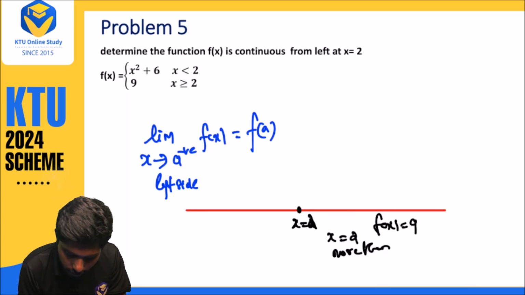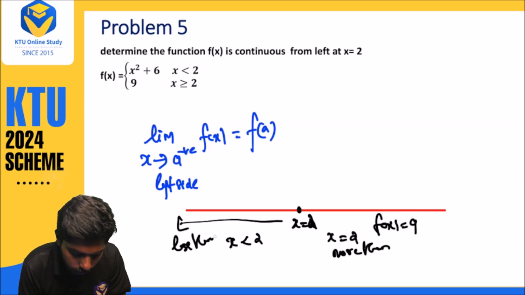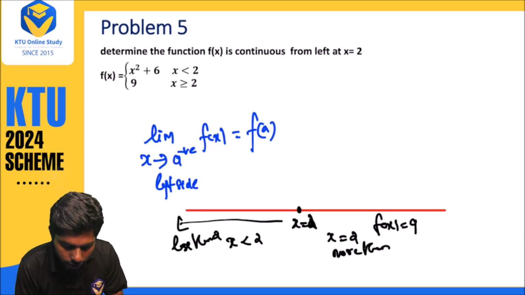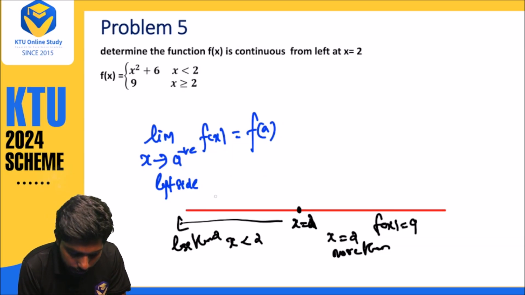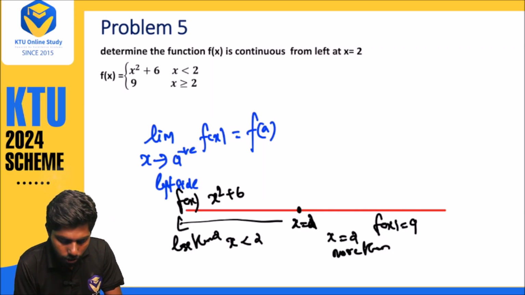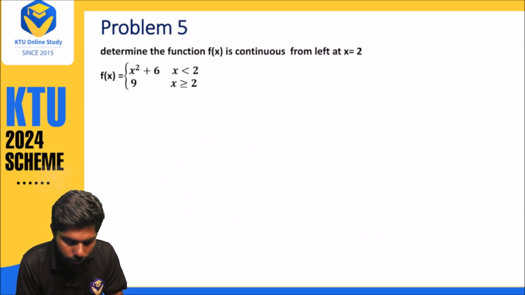They are saying that x is less than 2, meaning this direction. Less than 2 means what they are saying? They are saying about x square plus 6 is our f of x. So we know what our f of x is. So substitute, what will happen?